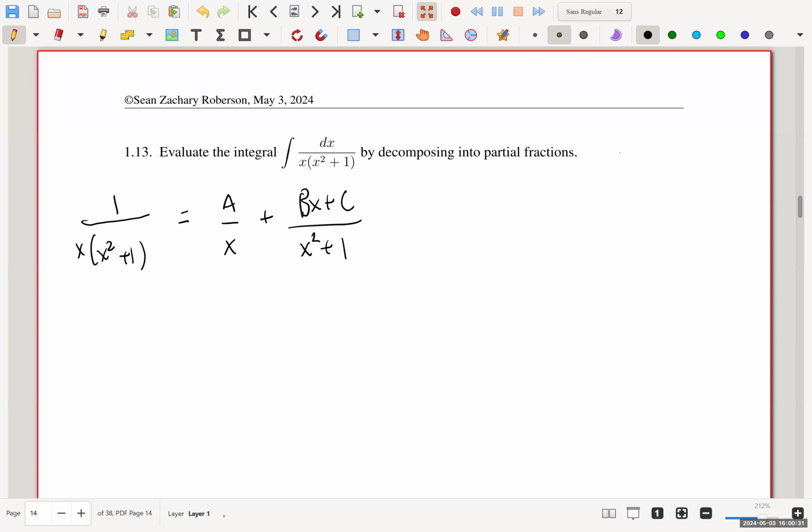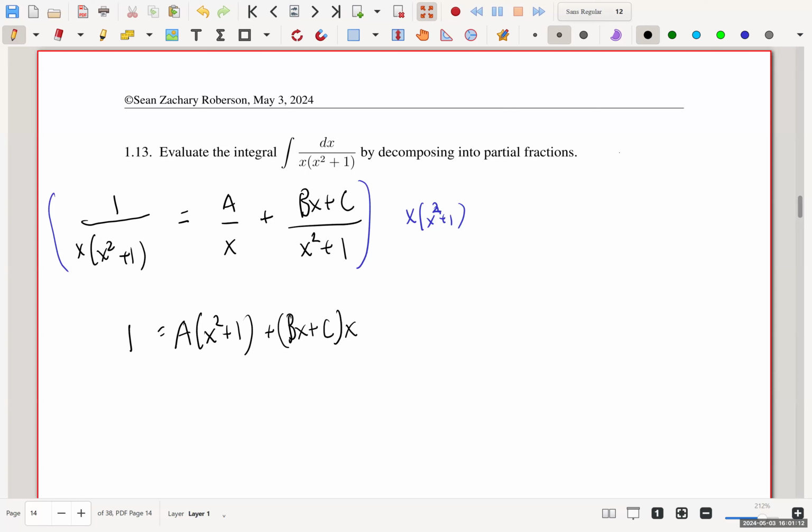All right, now what we're going to do is clear fractions. I want to clear fractions by multiplying by the common denominator. We're just undoing the fraction addition. That's all we're doing. So we're going to fraction bust here. Let me actually write out what I'm doing. I'm going to take this and multiply both sides by x times x squared plus 1. So on the left, I have a 1 left over. And on the right, I'm going to have A times x squared plus 1, then plus Bx plus C times x. Does everybody see where that came from?